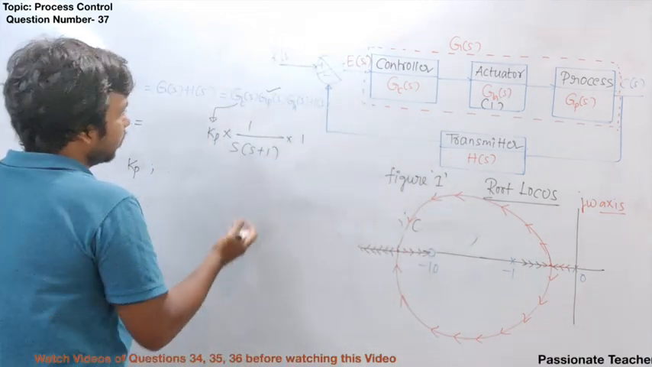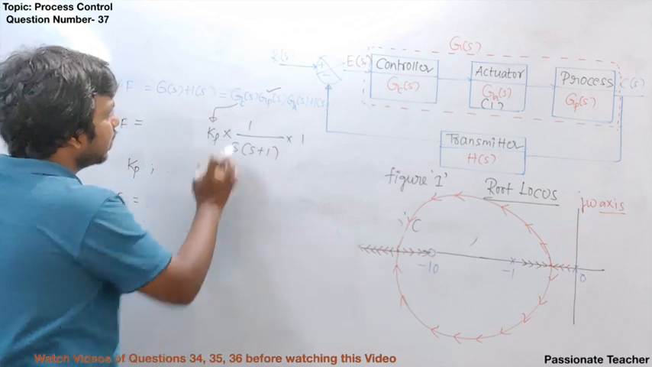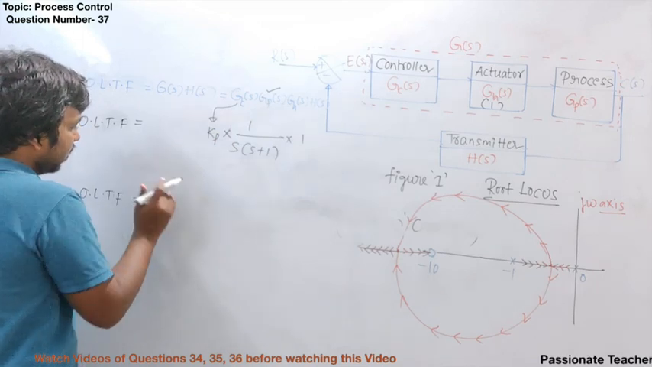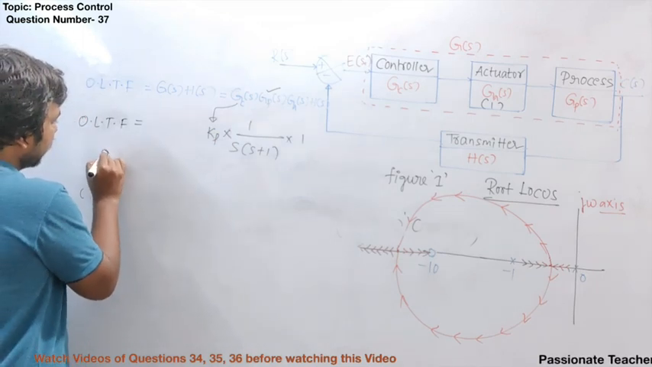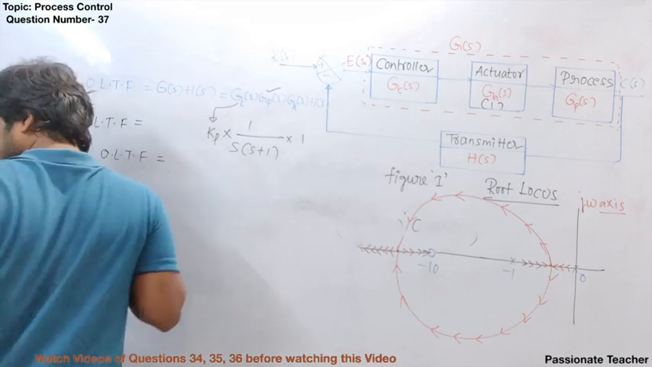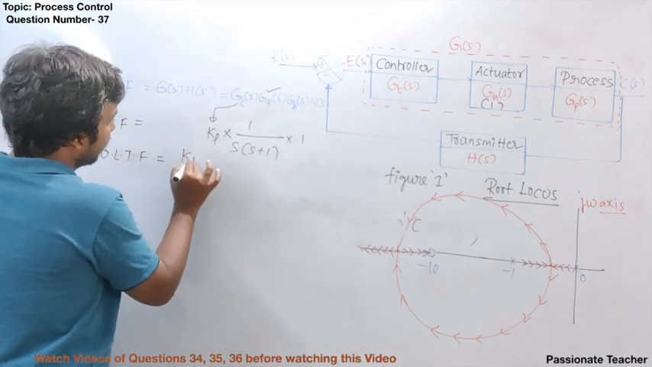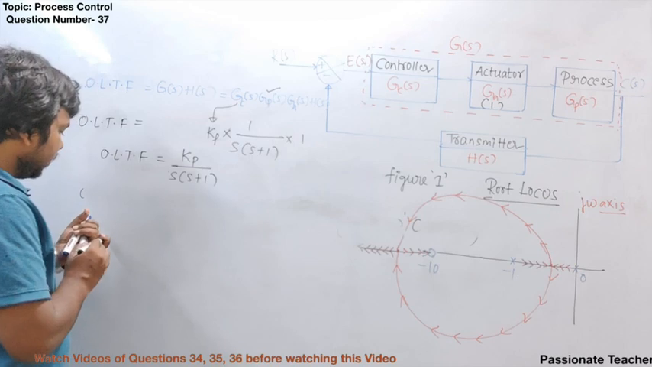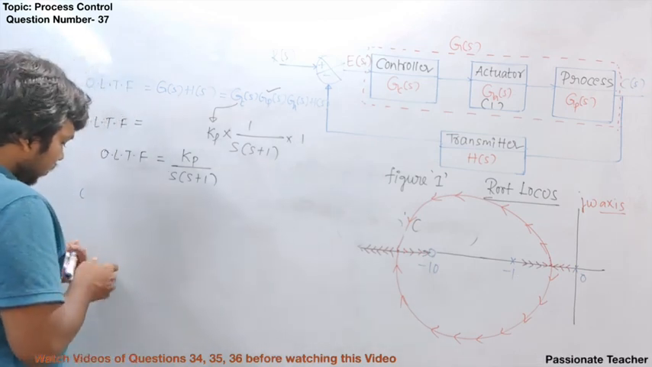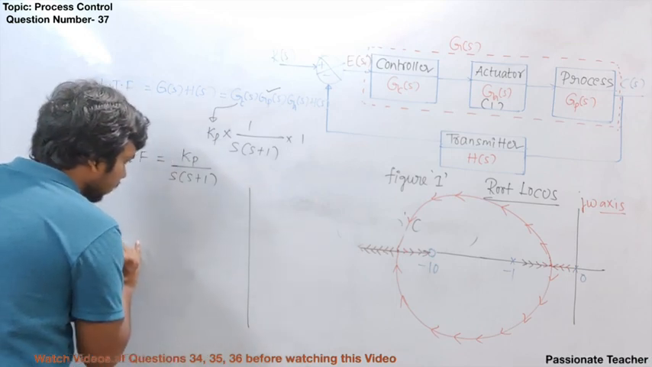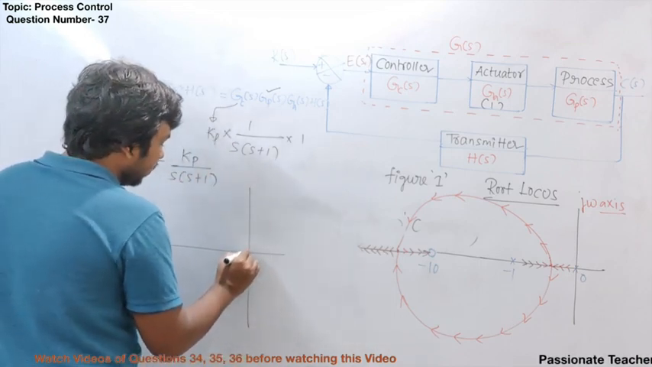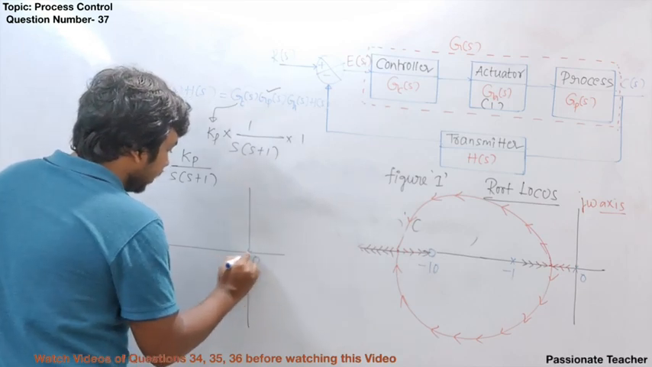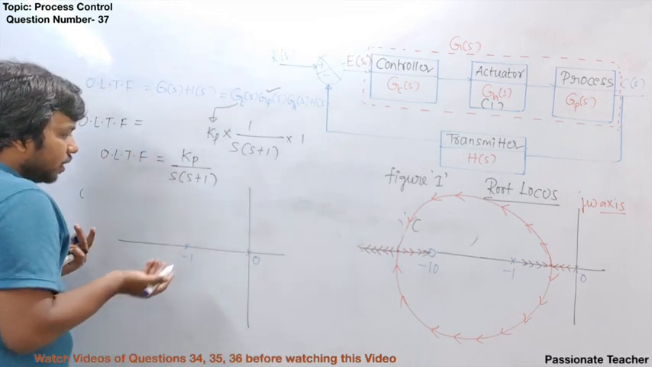Now, if you don't use a PD controller and use only a proportional controller, Gc(s) will be Kp, into 1 by s into s plus 1, into 1 because the feedback is 1, right? Now the open loop transfer function here looks like Kp by s into s plus 1. If you draw the root locus for this, how will it look? We all know that s into s plus 1 can be written as one pole at the origin and another pole at minus 1, and there will be no zero at all, right?